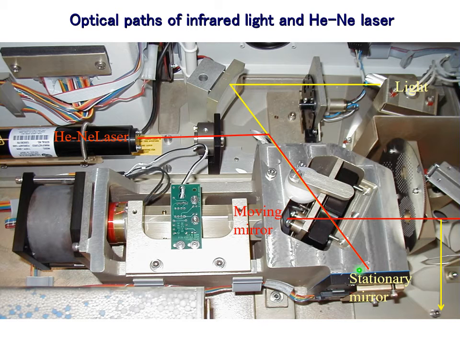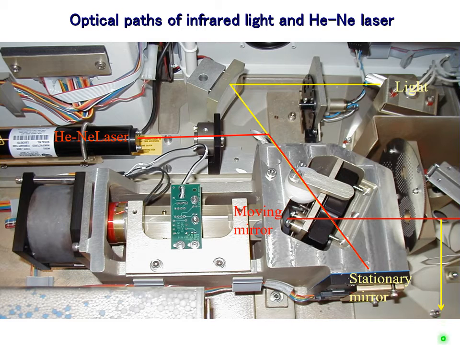And here is a mirror with a hole in the center. Since the infrared light is divergent, it is reflected by the mirror around the hole to the sample chamber, and finally detected by the infrared light detector.